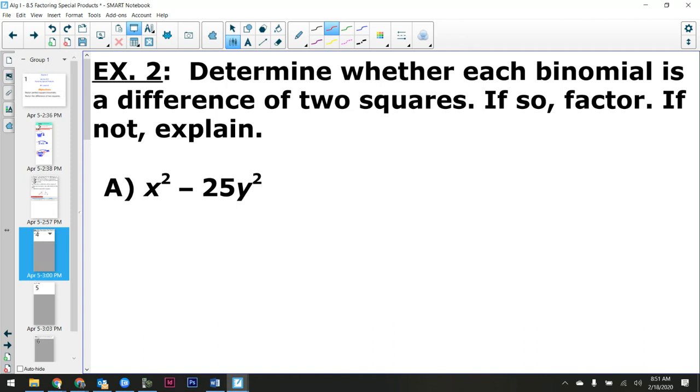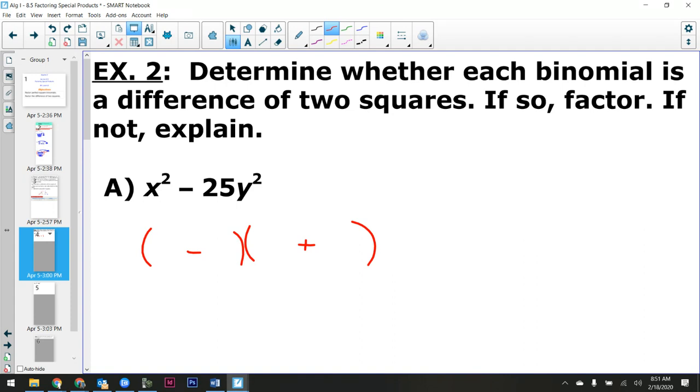Is that a perfect square? Yes. How do I know? Because the power is divisible by 2, right? X to the second power. Is 25 a perfect square? Yes. Is y squared a perfect square? Yes. So this is a difference of squares. So what does that mean? That this factors into two pieces, one with a minus, one with a plus.